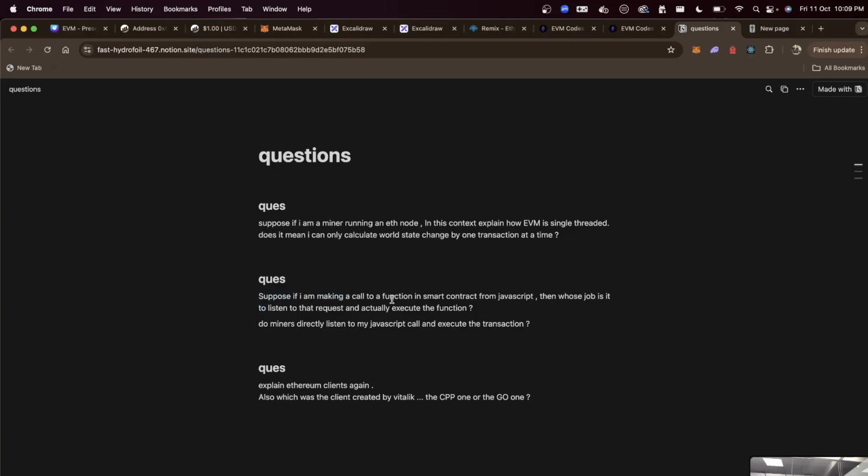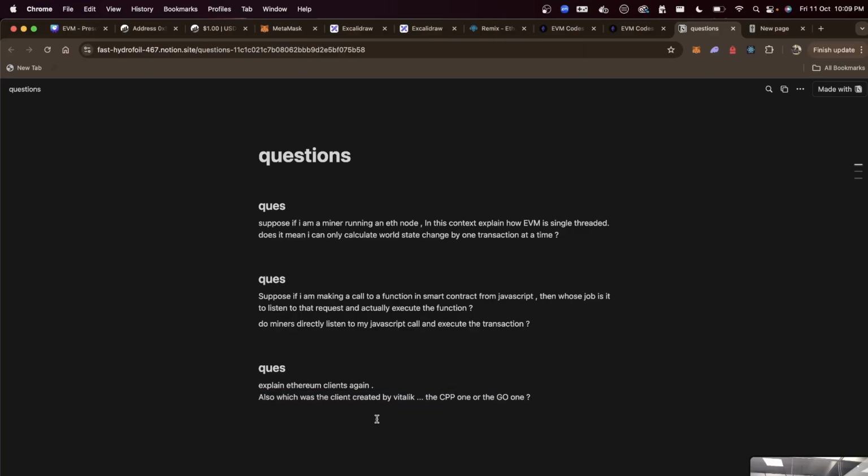Suppose that I am making a call to a function in a smart contract from JavaScript, then whose job is it to listen to that request, actually execute the function? You send a transaction object where you have signed the transaction to an Ethereum node. It gets stored in the Ethereum mempool. Then based on how much gas you're paying, they will pick it up from the mempool and execute the transaction. Do miners actually listen to my JavaScript? They're not listening to a JavaScript call. No backend system can listen to a JavaScript call. You send an HTTP request. You send over a signed transaction object to them. You send over some very big binary that is a signed transaction of yours. It goes into their mempool. From their mempool, they pick. Never can you call a function and a backend can listen on it. You always send an HTTP request, WebSocket request. Some way you communicate to the server.